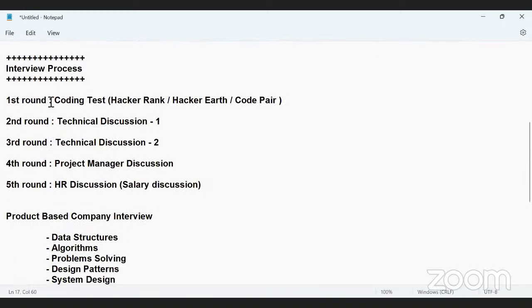Good. Interview process. First round is a coding test, on HackerRank, HackerEarth, or CodePair. These kinds of tests will be available. Second round is a technical discussion. Third round is also a technical discussion. Fourth round is the project manager round. In the project manager round, they will ask scenarios. Which scenario you faced in your project? What is the challenging thing you faced in your project?